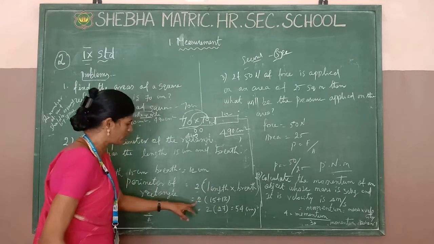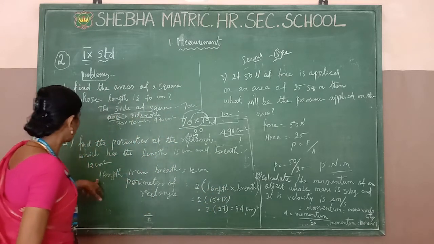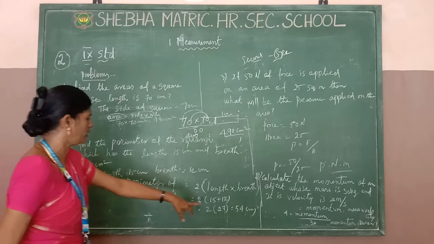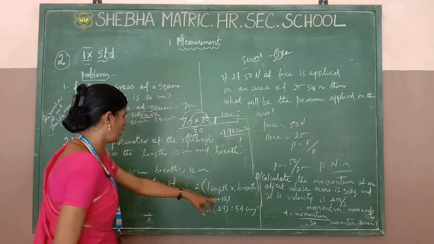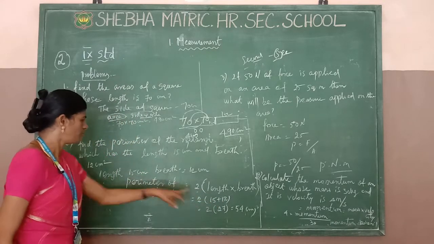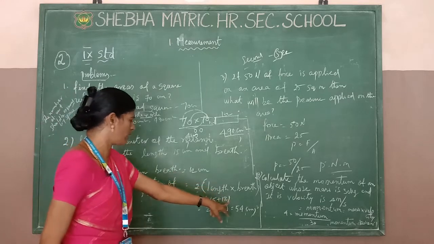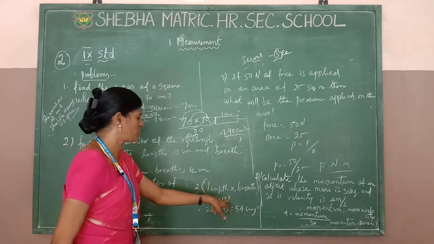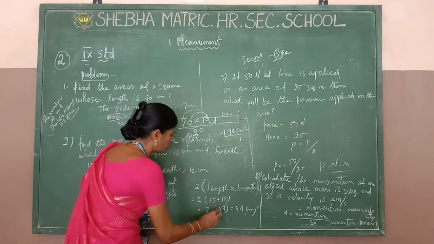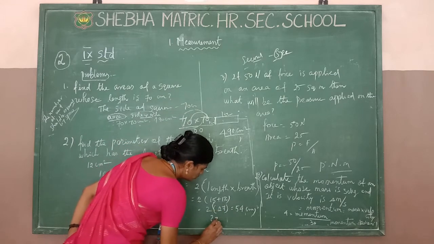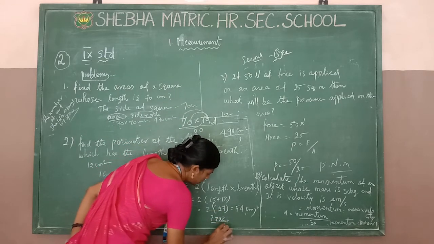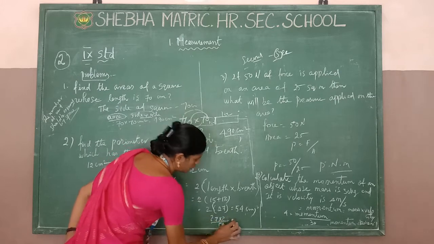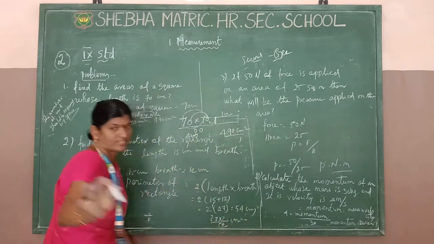So 2 equal to length. What is the length? 15 and breadth 12. Okay, length 15 and breadth 12. 15 plus 12, 27. So 27 into 2 equal to 54. Is it clear? Once again I will explain.